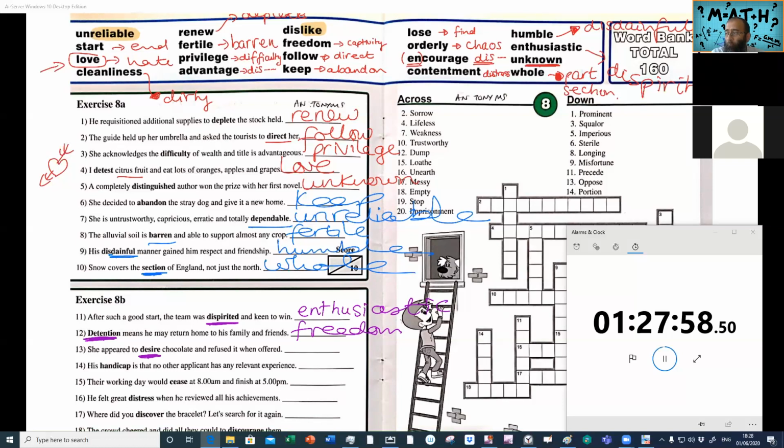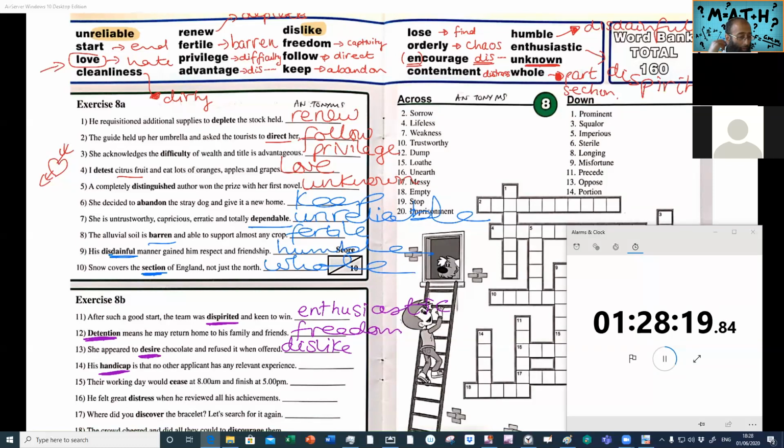She appeared to desire chocolate and refused it when offered. Desire means you want something, you like it. The opposite of liking is dislike. Beautiful answer. Next.